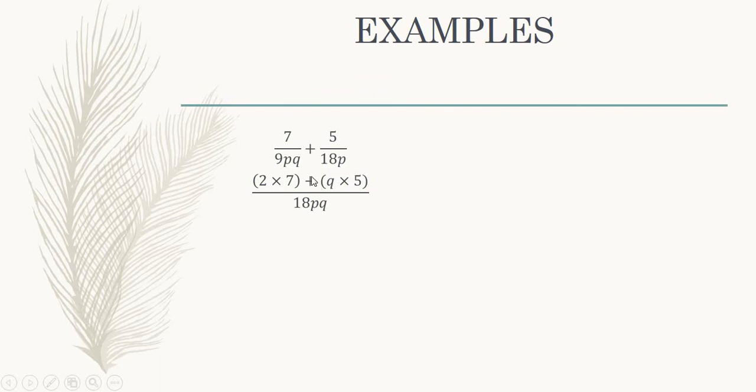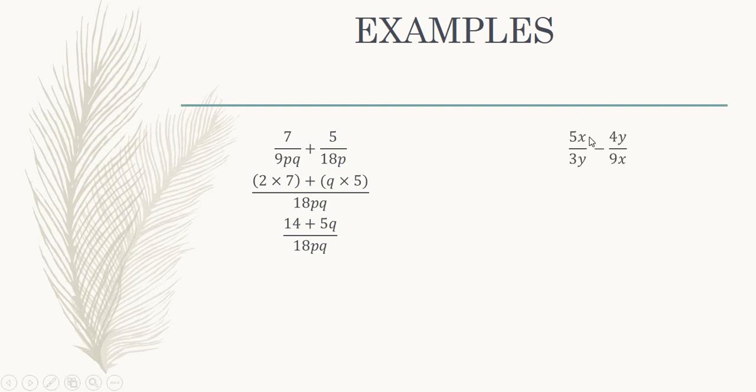So we write it here, 2 times 7 in a bracket. Put back our plus sign. 18p into 18pq. 18p will cancel out 18p. What we're left with is q. What should we do with the q? Take it to multiply the numerator of 5. Alright? Then we're going to carry out the multiplication. So 2 times 7, that gives us 14. And q times 5, that gives us 5q. Can this fraction be simplified any further? No. The fraction is already in its lowest term. So that is our answer there.